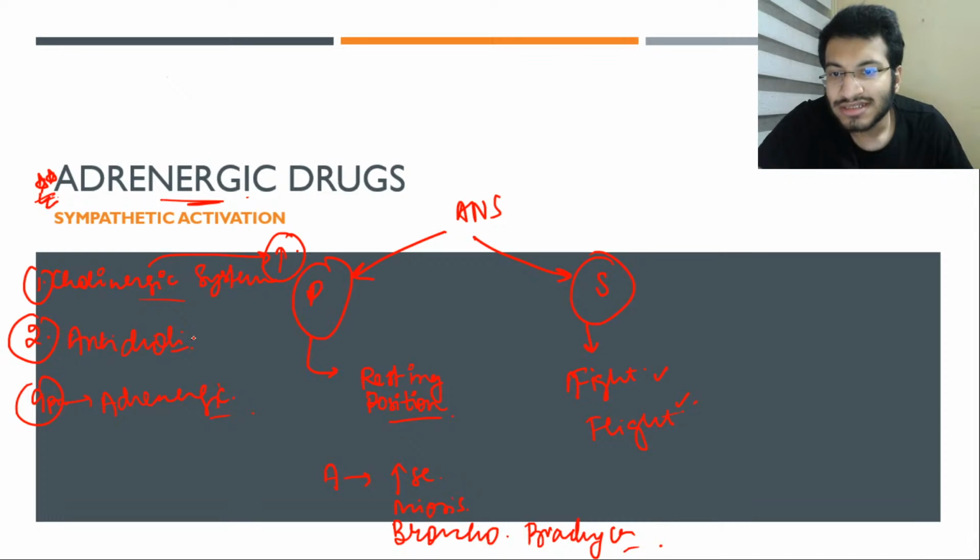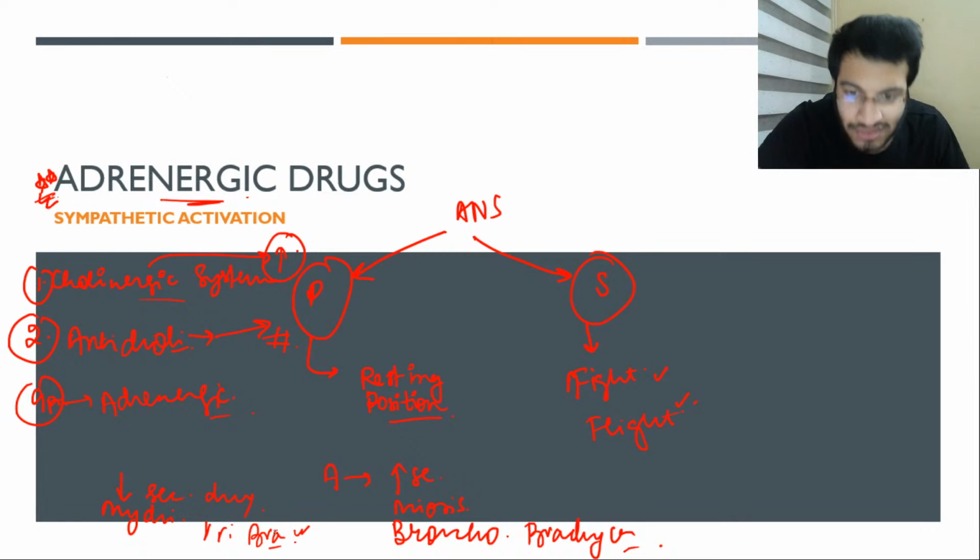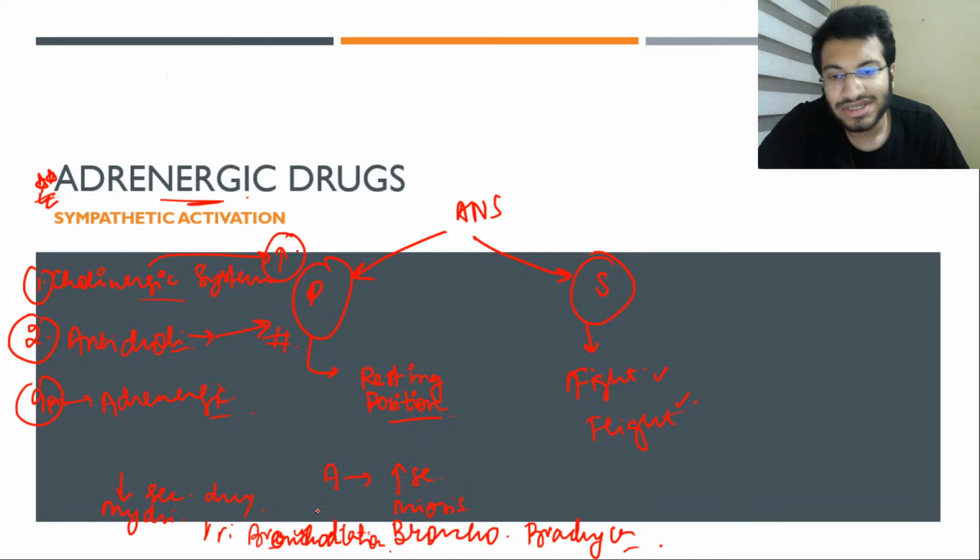Then anticholinergics were the opposite of this. They were opposite to parasympathetic because they were blocking the parasympathetic system. So they were causing mydriasis, decreasing the secretions, causing dry mouth, causing urinary retention, and causing bronchodilation, which we use to treat patients with an acute attack of asthma and COPD.